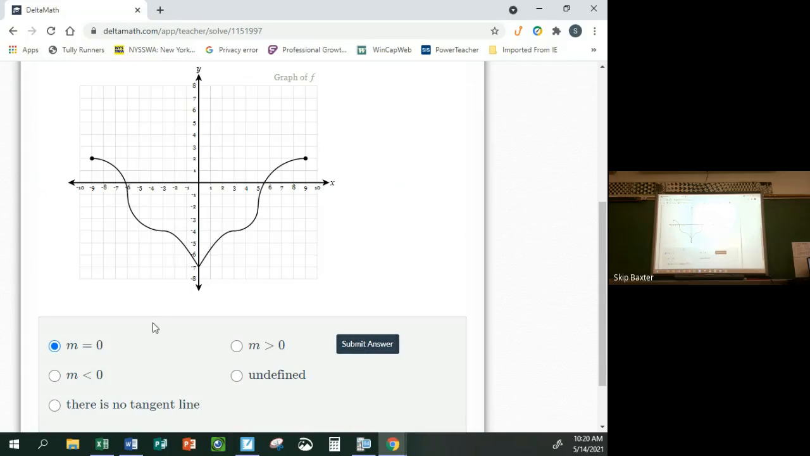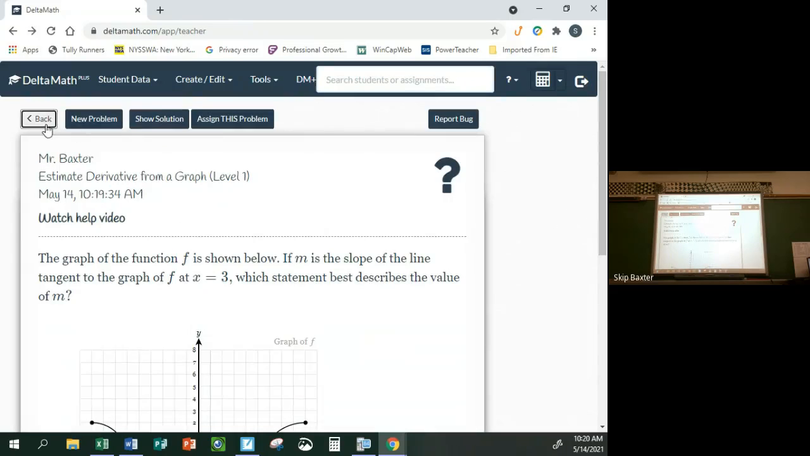If they had asked you the derivative at 0, you'd say there is no tangent line because that's a corner, right? If they had asked you for the derivative at 5, you'd say undefined because there is a tangent line, but it's vertical. Get the idea? That's the first part of the assignment, is just questions like that.